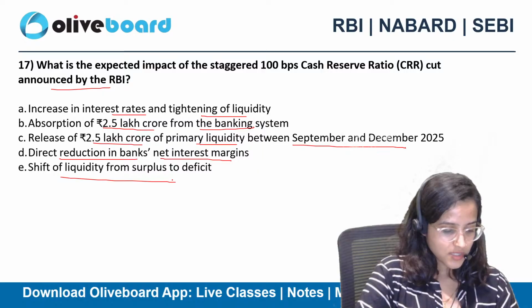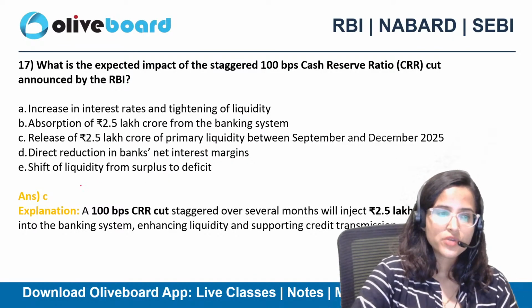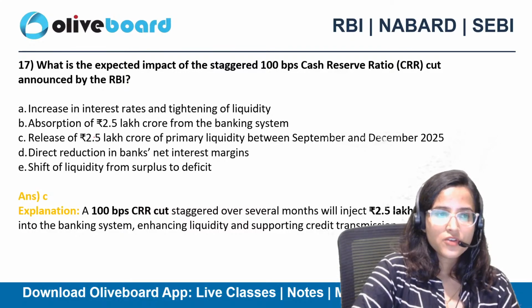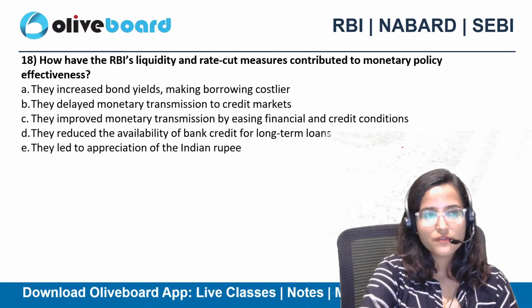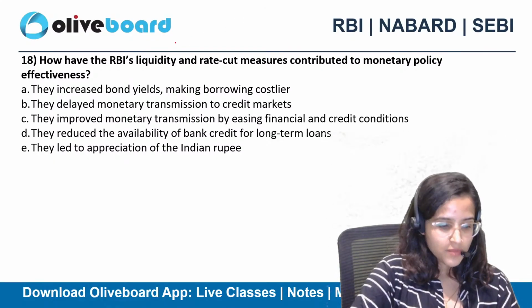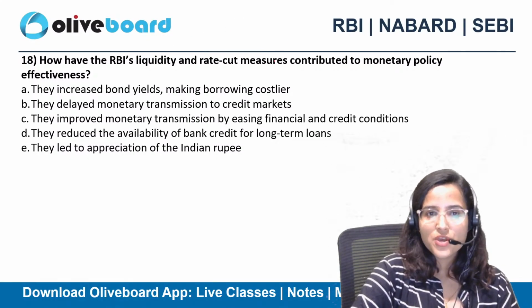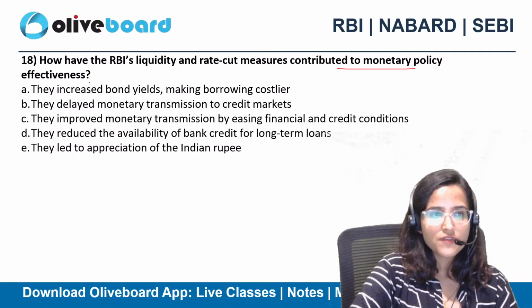17th, you are saying C. Anurag C, Abhigyan C, John C, which is absolutely correct. ठीक है, release of 2.5 lakh crore of primary liquidity between September and December 25. How have the RBI's liquidity and rate cut measures contributed to monetary policy effectiveness?